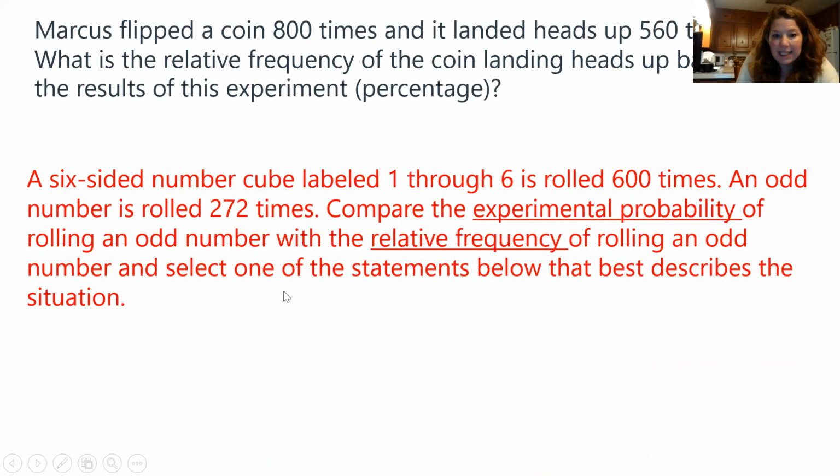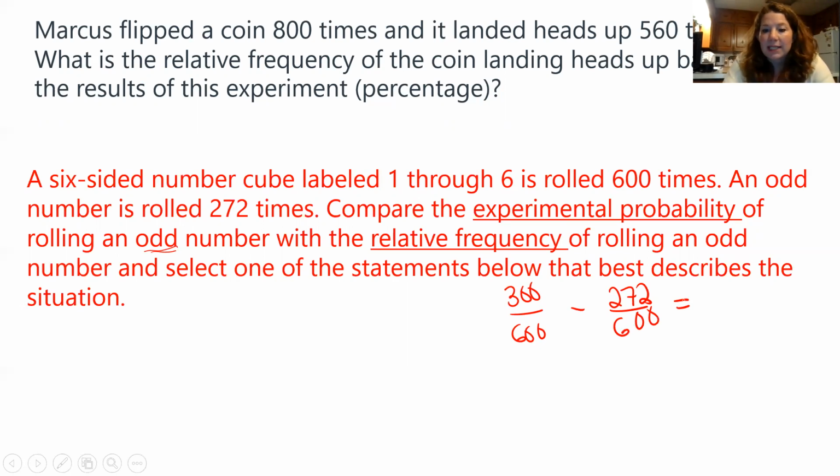All right, well, first, before we see the statements, let's compare them. Half the numbers on a number cube are odd. So theoretically, we would get an odd number 300 out of 600 times. Well, in this experiment, they got it 272 out of 600 times. When it says compare, let's say that the experimental probability is less than the theoretical probability, right? 300 minus 272 is 28. So the difference in the probabilities is 28 out of 600.